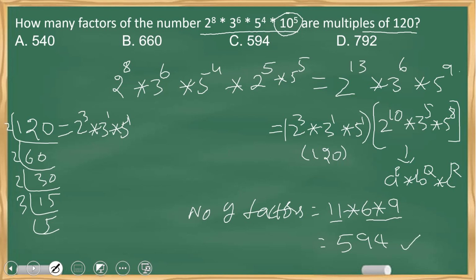So 594 factors are there which are multiples of 120, because I have already taken 120 as a common value. So whatever factors you find in this 2 power 10, 3 power 5 and 5 power 8. Okay, do you get the point here? So 594 is the answer for this question.